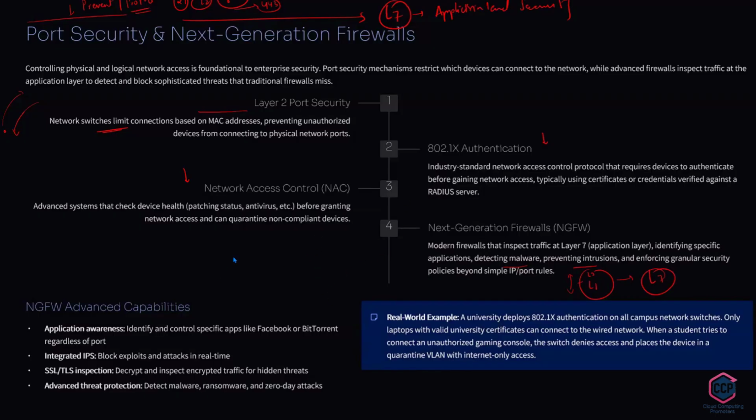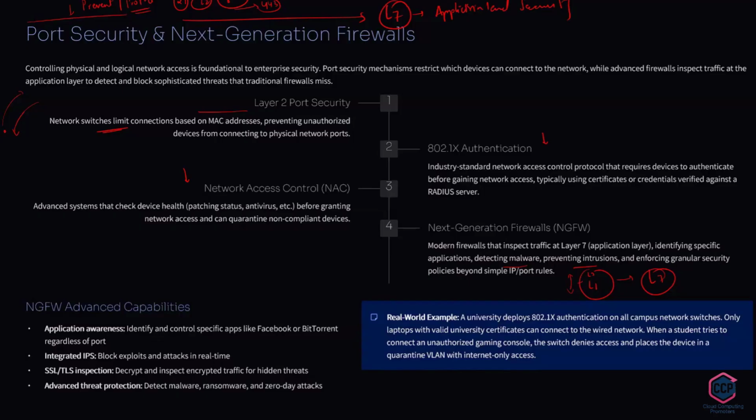And here we do have application awareness, in the sense of identity and control specification. Apps like Facebook and BitTorrent will be blocked by organizations on firewalls. In next generation firewalls, it is very easy to just list out those URLs. We can add them into a category. Okay, integrated IPS also blocks.